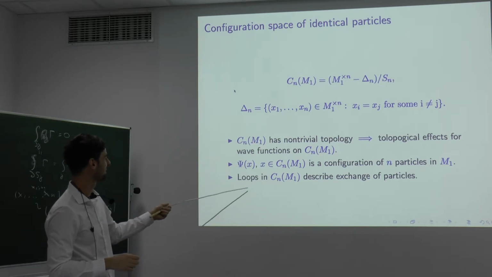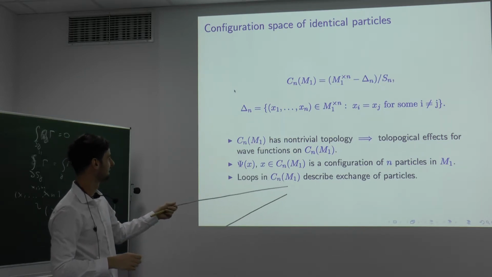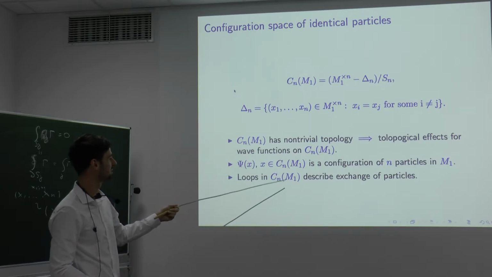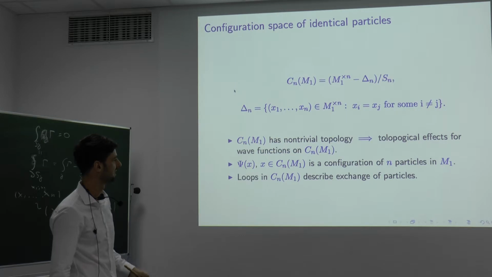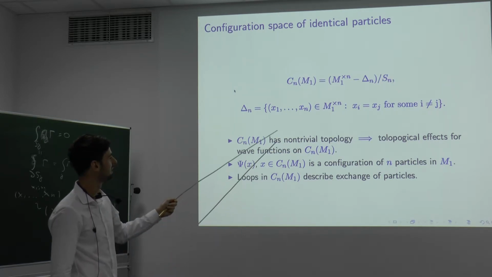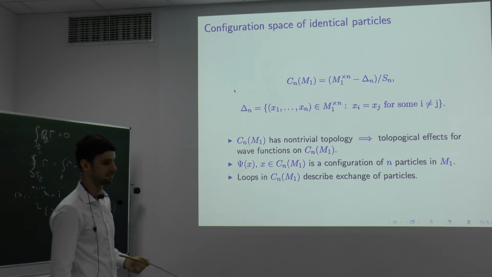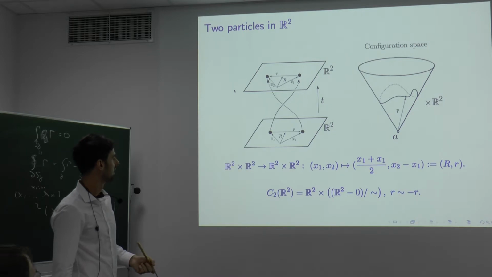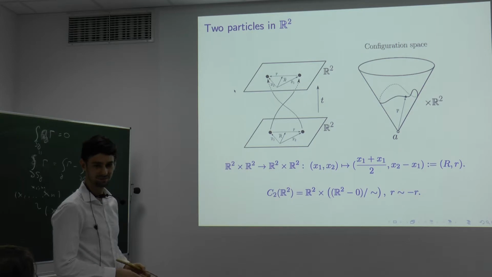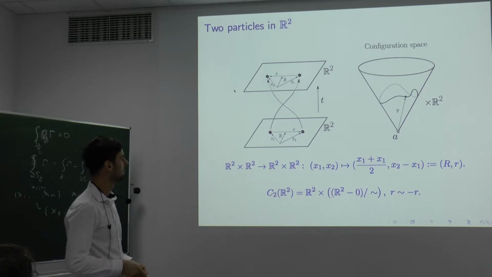Just one remark: this space is nice because loops in this space correspond to exchanges of particles. This is what will give rise to what we call quantum statistics. Those particles are identical, indistinguishable. Maybe Fermi. It is an assumption that in physics there is something called spinless Fermi.